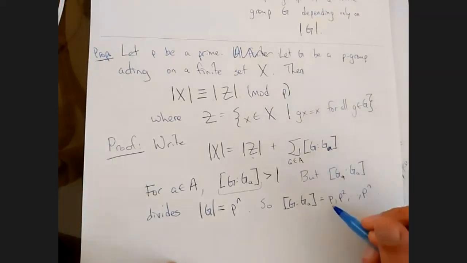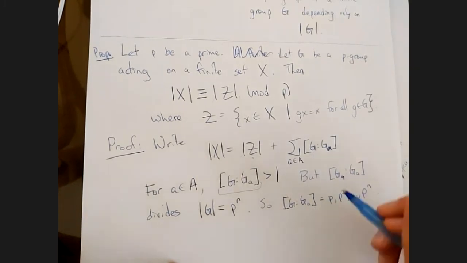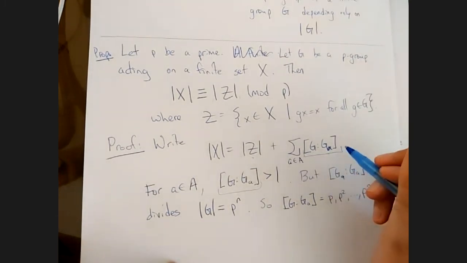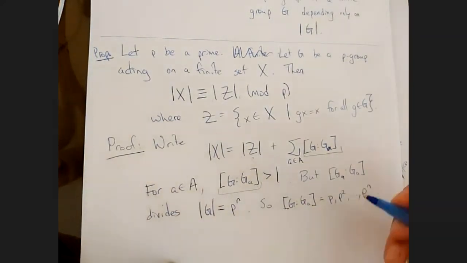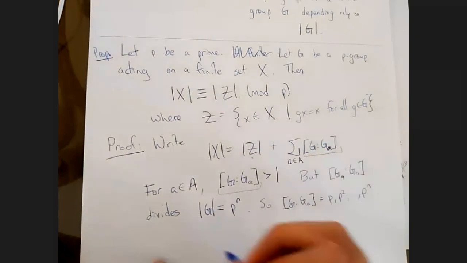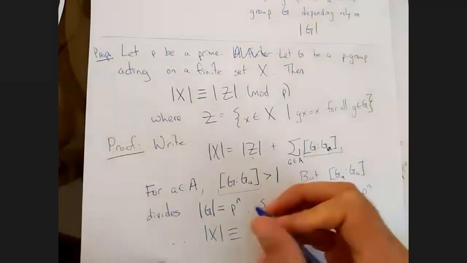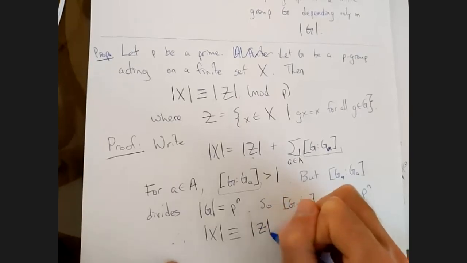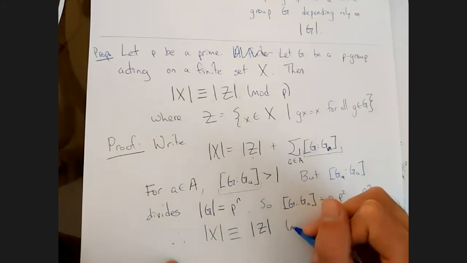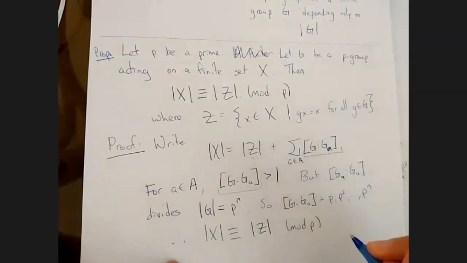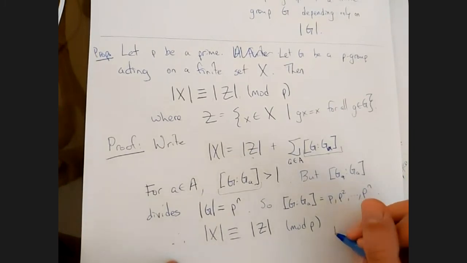In particular, it is a multiple of P. All these numbers are a multiple of P. So all of these terms are a multiple of P. When I reduce mod P, they all go away. So therefore, the number of elements of X and the number of elements of Z are congruent mod P, as we wanted to show.